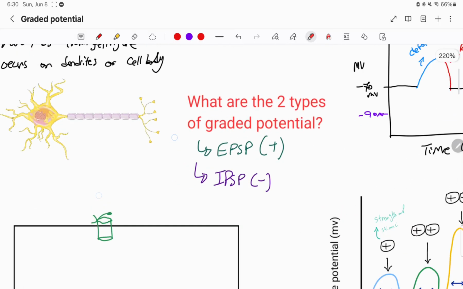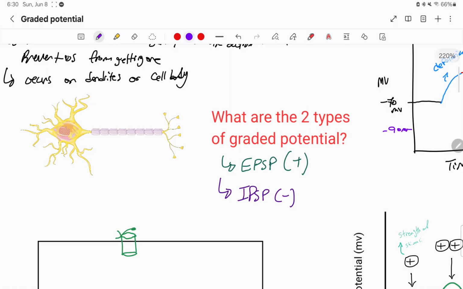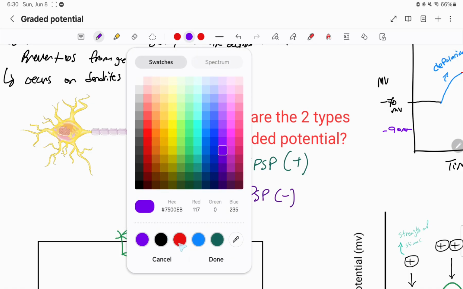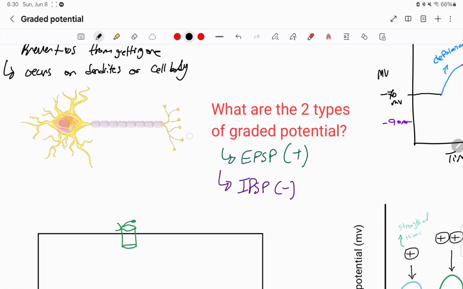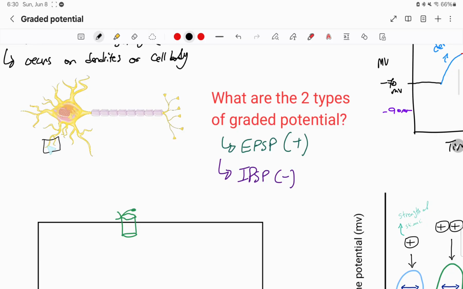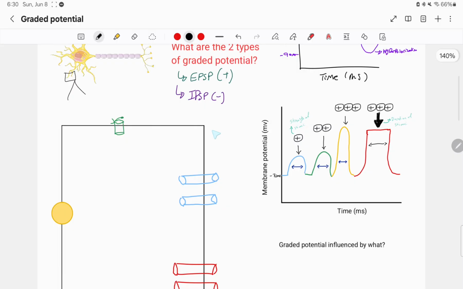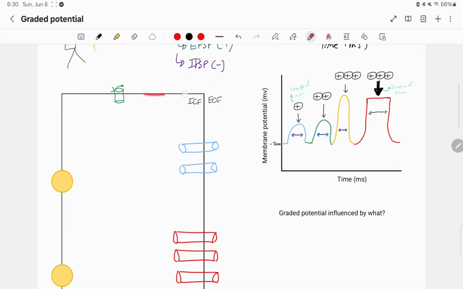So first things first, let's zoom in on where this would actually be happening. We said it occurs on the dendrite of the cell body. For the purposes of this, let's just zoom in on the cell body. So outside would be the extracellular fluid. This would be the intracellular fluid. And of course, just like the last video, this is our membrane, all around.